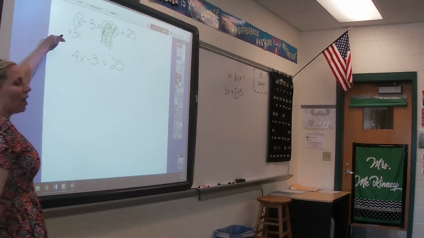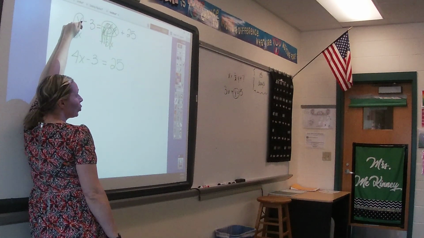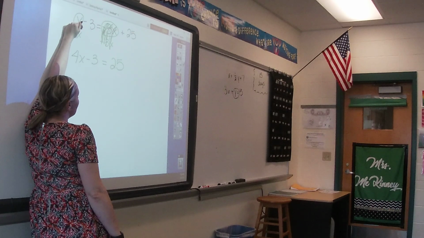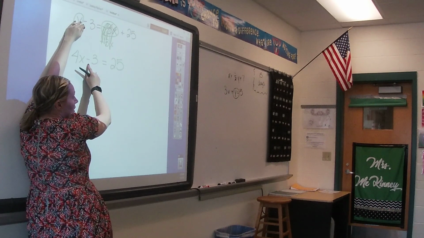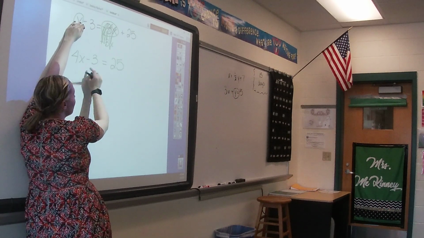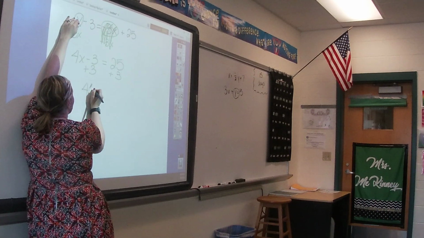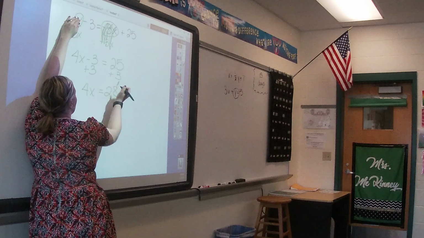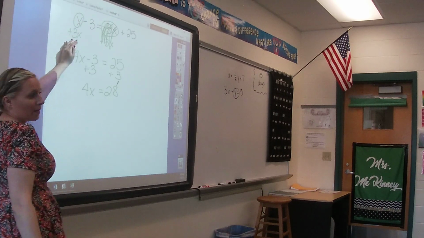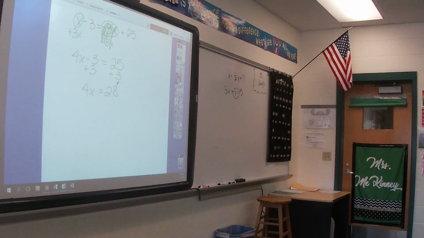Okay, what are we going to do next to solve it? Divide by negative 3. Not divide. How do we undo subtracting 3? Add 3. Then divide by the 4.